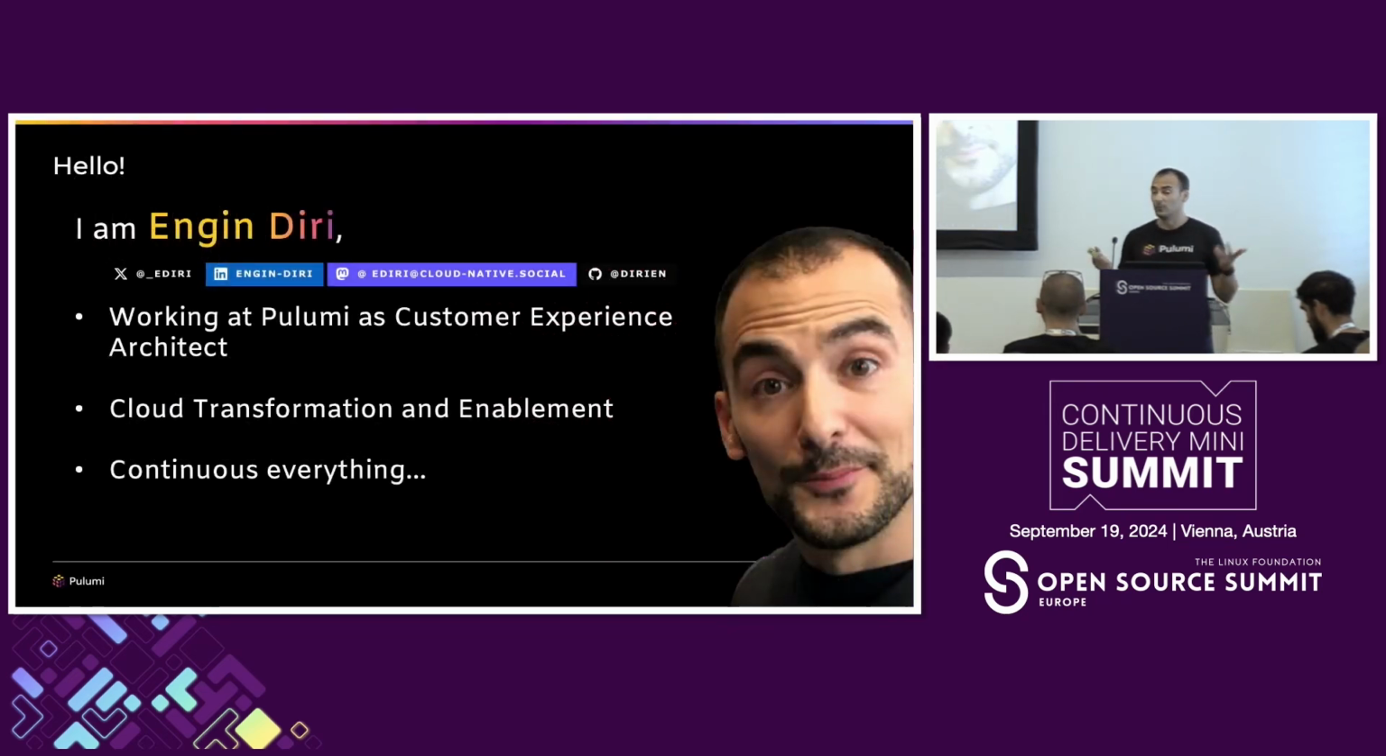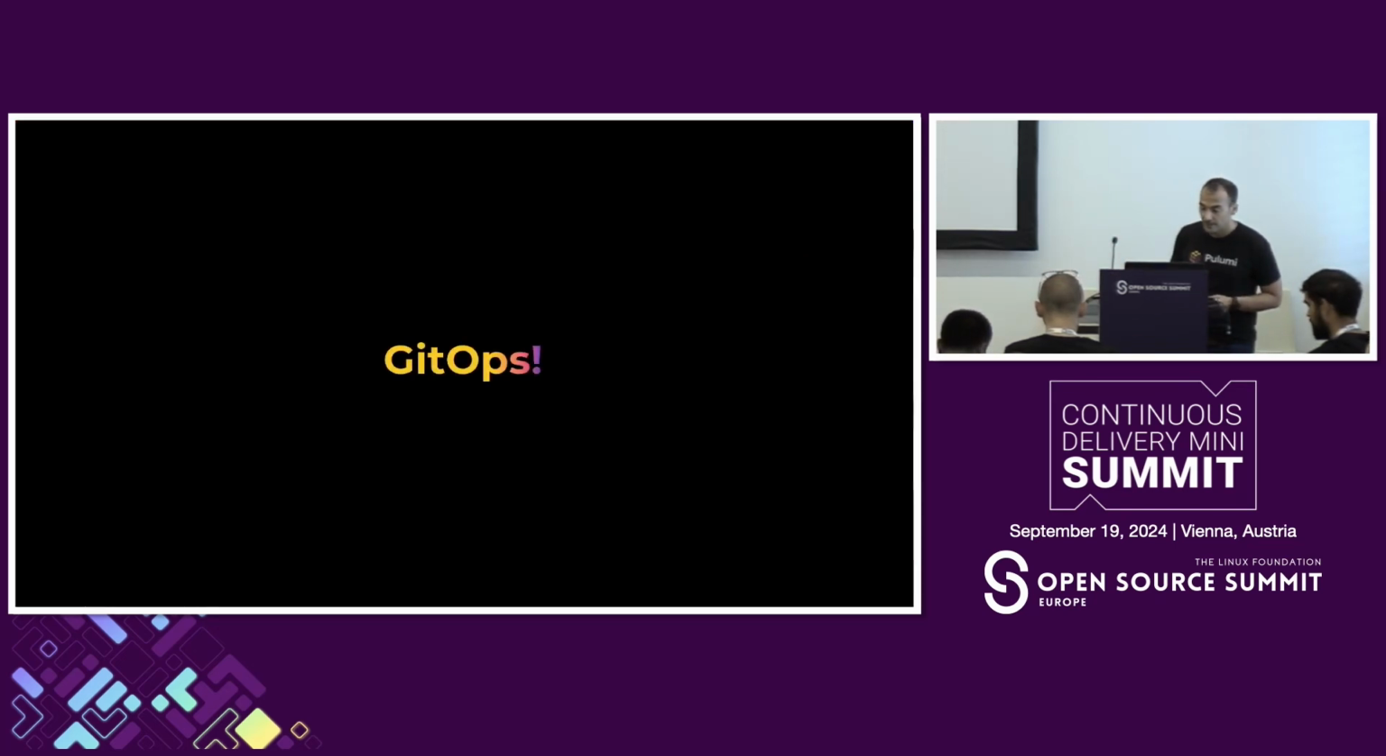Just quickly about myself. My name is Engin Diri. Plenty of socials, feel free to choose and to follow if you would like. I'm working at Pulumi as a customer experience architect. So for me, naturally, infrastructure and infrastructure as code is something I'm always around. So that's important, and that's why I always look around to see, is there a way how we can work and deliver infrastructure definitions differently than we do normally now. Cloud transformation enablement, continuous everything, that's all fine.